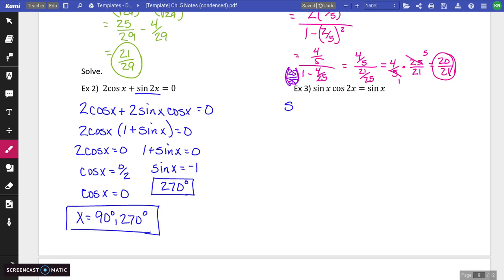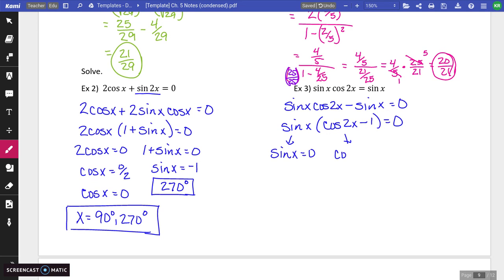Okay, example 3. I'm going to move the sine x to the left so that I can make my equation equal to 0. And then again, you're going to be able to factor out, and this time we'll factor out a sine x. So it's factored. I'm going to put my factors equal to 0. So sine x is 0. Cosine of 2x minus 1 equals 0. So this is cosine of 2x equals 1.